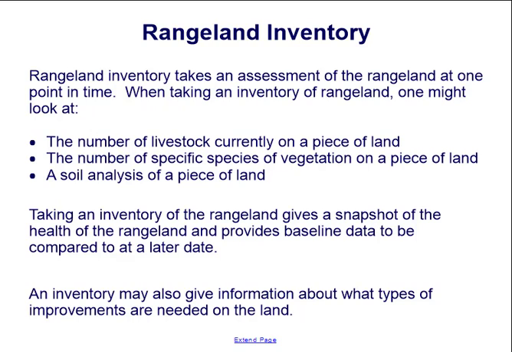Rangeland inventory. Rangeland inventory takes an assessment of the rangeland at one point in time. When taking an inventory of rangeland, one might look at the number of livestock currently on a piece of land, the number of specific species of vegetation on a piece of land, a soil analysis of a piece of land. Taking an inventory of the rangeland gives a snapshot of the health of the rangeland and provides baseline data to be compared to at a later date. An inventory may also give information about what types of improvements are needed on the land.